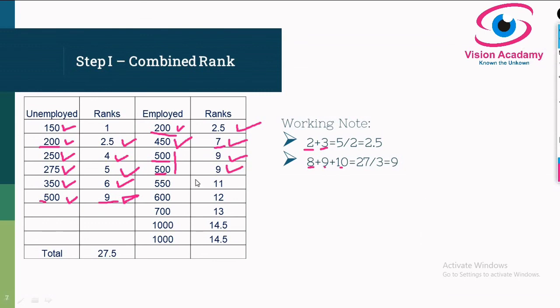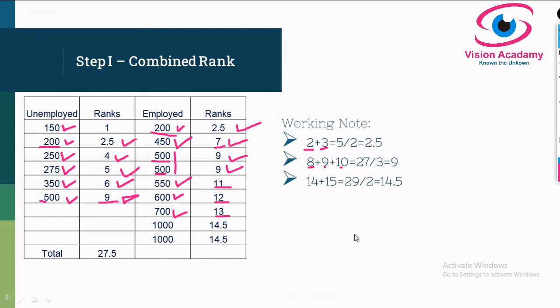Let us consider the next position. Since we have considered 8th, 9th, 10th, the next position is 550, and there are no such values for unemployed data. So 550 is 11th position. I have given 11th rank, since there is only one value. Next value is 600, that is also only one value, so I will assign 12th rank. Next one is 700, I will assign 13th rank, and next value is 1000.